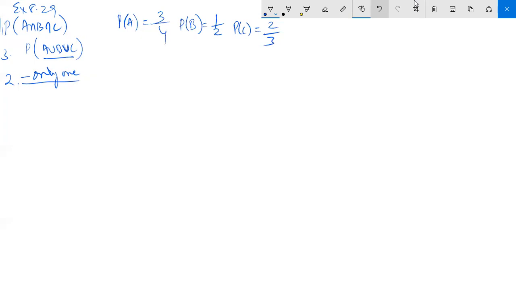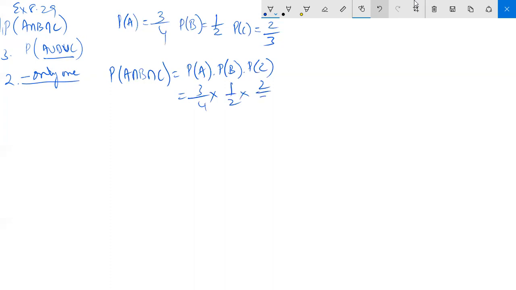Now, the first one. You can find P of A intersection B intersection C. They are independent events, so it is P of A into P of B into P of C. Very straightforward: 3/4 into 1/2 into 2/3. Things cancel and we get 1/4. First answer: the probability that all three will hit the target is 1/4.